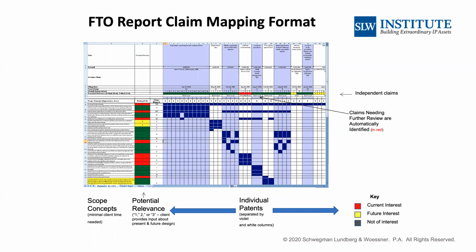But if you consider the spreadsheet as a whole, it's just a really nice information management tool. And one of the problems with the FTO process is that it's a lot of information to manage. And it's a lot of information that you're getting back from the engineers as to why these particular scope concepts, there's a key down in the lower right, might be of current interest for their current design. It might be of future interest for their future designs, or not of interest at all in any design that they might ever contemplate.